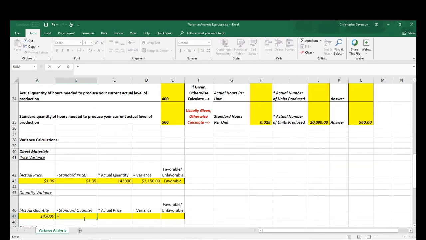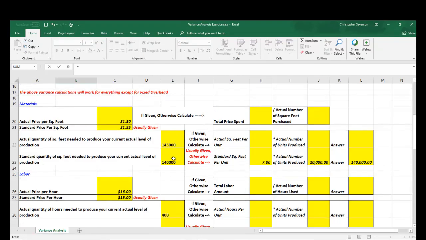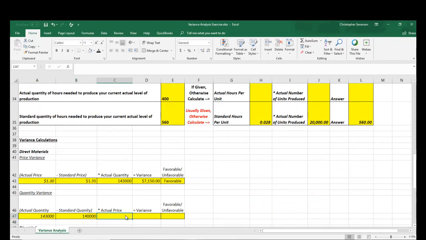Now the quantity variance, we're going to, again, just use the same format, same method. We're going to link everything in. Actual price, $1.30. And I'm going to do the absolute value again. So the absolute value of the actual quantity minus the standard quantity multiplied by the actual price. So here we expected to use 140,000, but we used more, 143,000. So it's going to be an unfavorable variance. We used more square feet than expected.